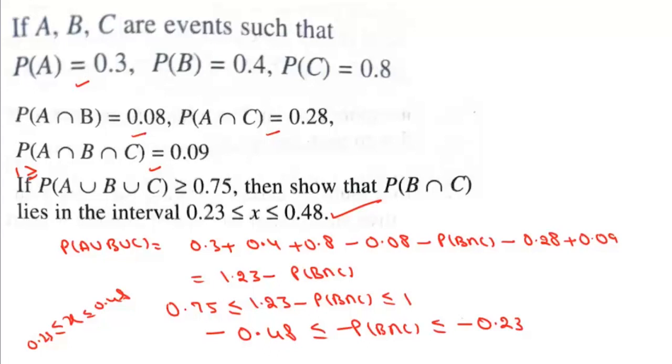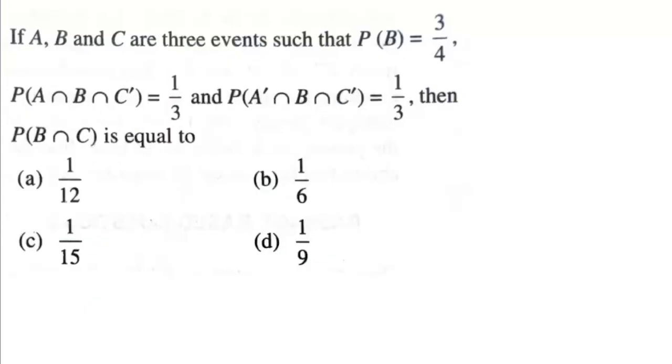Now the question is, if A, B, C are three events such that probability of B is 3 by 4, probability of A intersection B intersection C complement is 1 by 3, and probability of A complement intersection B intersection C complement is 1 by 3, then probability of B intersection C is.